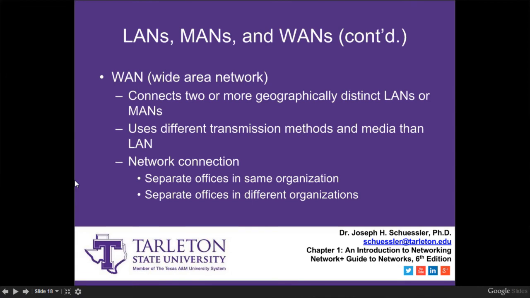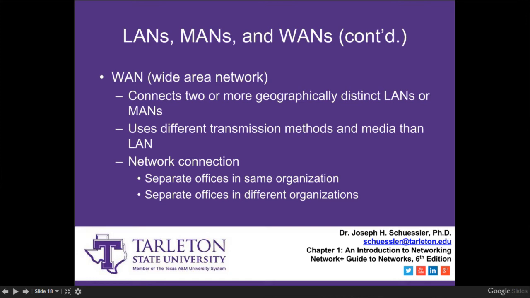So a WAN is really going to connect two or more geographically distinct LANs or MANs. So again, very dispersed, much larger in scope than a LAN or MAN. They span political boundaries, geographic boundaries. They potentially span the globe, such as the internet. They tend to use different transmission methods and media than local area networks. That is something, however, that is and has been changing.